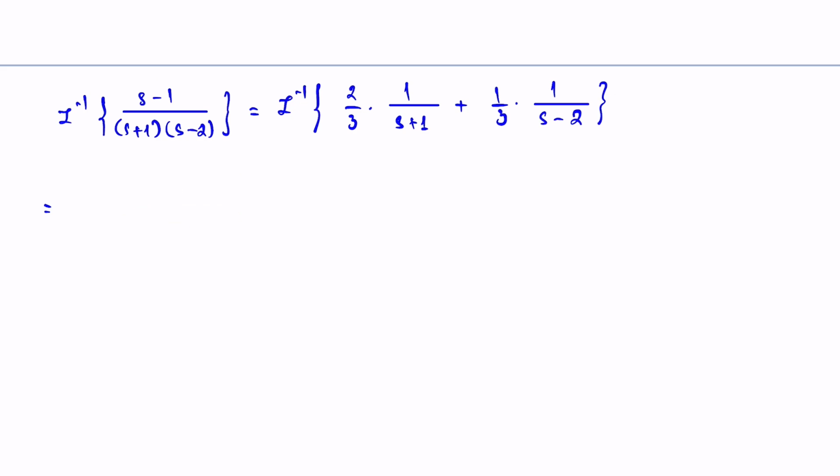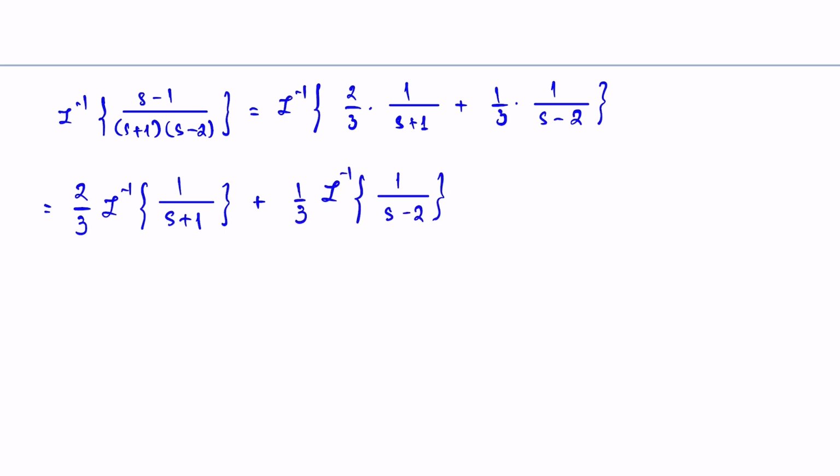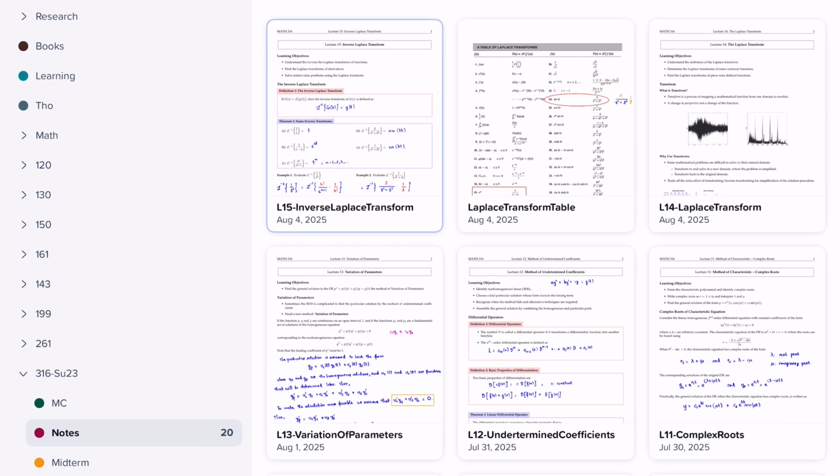So 2 over 3 times inverse Laplace transform of 1 over s plus 1 plus 1 over 3 times inverse Laplace transform of 1 over s minus 2. Okay. Now you have two inverse Laplace transforms that you need to find. I'm not going to use definitions, of course. We go into the Laplace transform table.